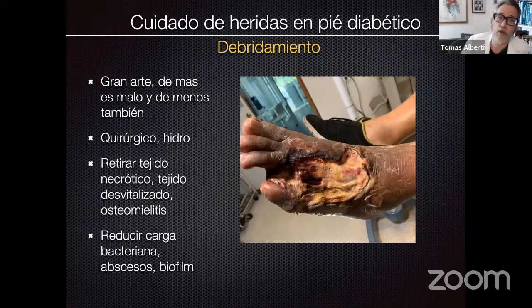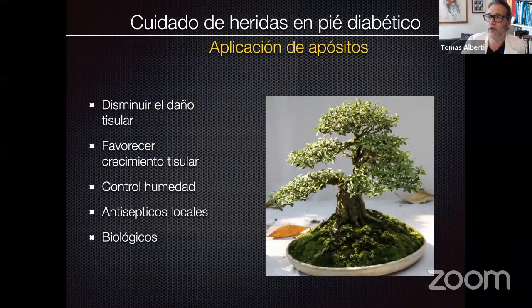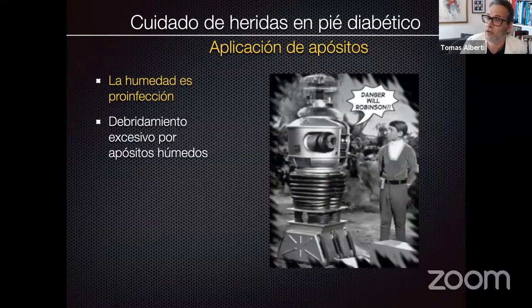¿Qué vamos a hacer con los apósitos? Vamos a disminuir el daño tisular, favorecer el crecimiento de ciertos tejidos, vamos a controlar la humedad. Hay algunos antisépticos locales y apósitos biológicos. El problema es que la humedad es proinfección. Los apósitos húmedos pueden debridar la herida además, y la humedad también puede hacer que progrese la infección si usamos apósitos oclusivos. ¿Quién debe hacerlo? Nosotros pensamos que personal especializado, dependiendo de la herida: algunas las hacemos los adjuntos, otras los fellows, otras los residentes, otras las enfermeras y otras los pacientes en su casa.